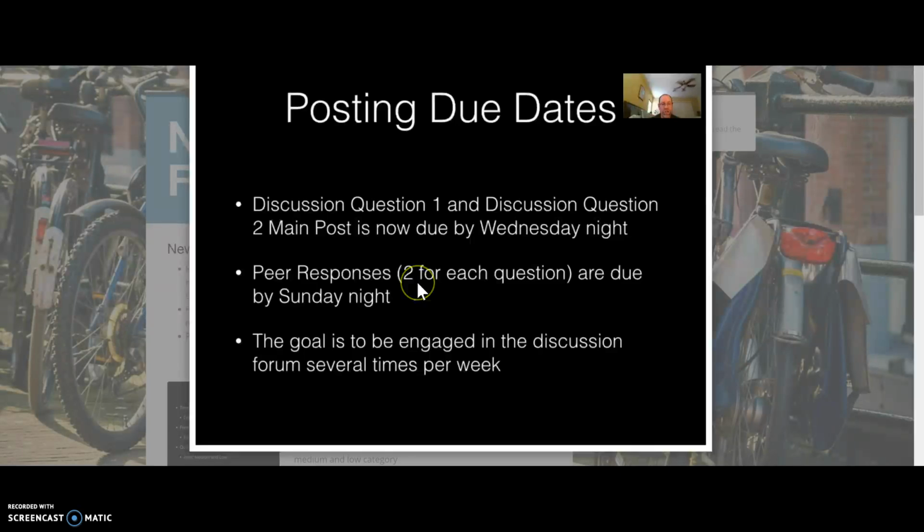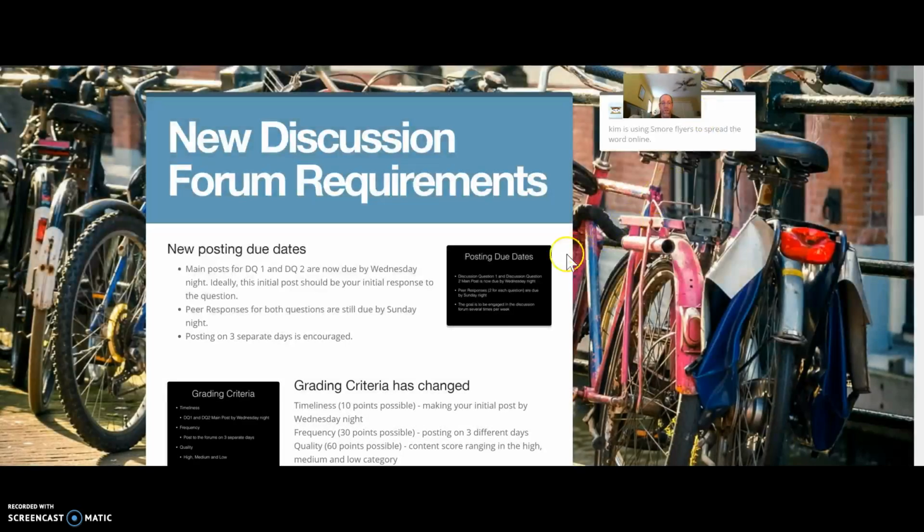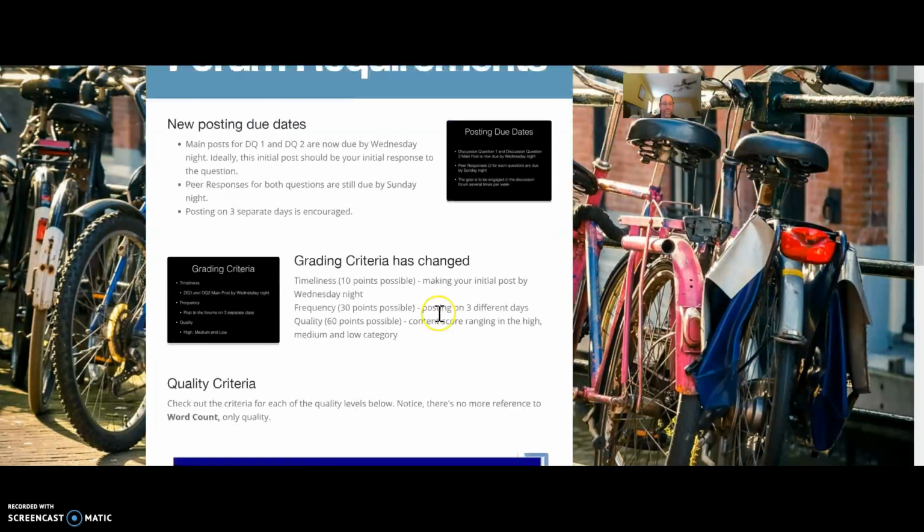Peer responses, 2 responses for each question, are due by Sunday night. That used to be 3 responses for this class. Now it's 2 responses, so that makes it a little bit easier. The goal is to be engaged in the discussion forum several times a week so that you are all involved in what's going on.